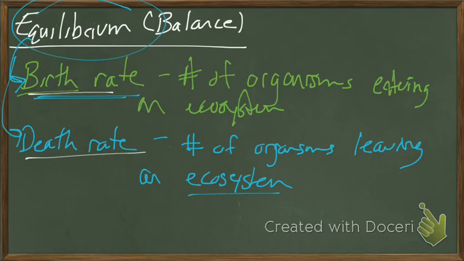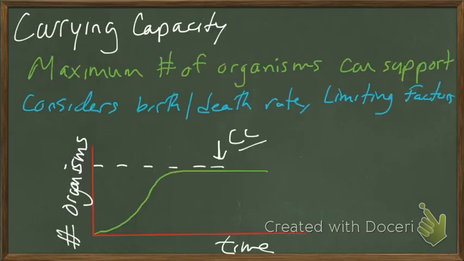If the death rate of an area is too high, then more animals can move in because there are more resources. So these two will always be linked. If one of them goes up, the other one goes down. If one of them goes down, the other one goes up.